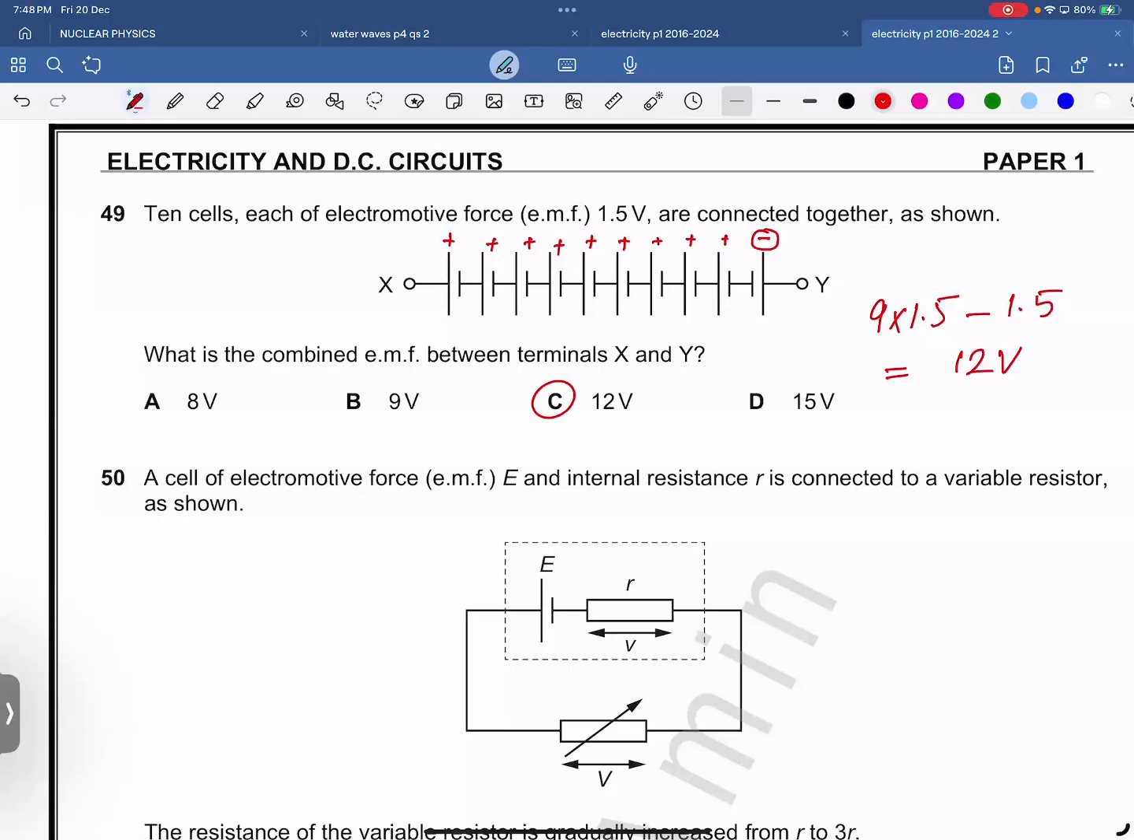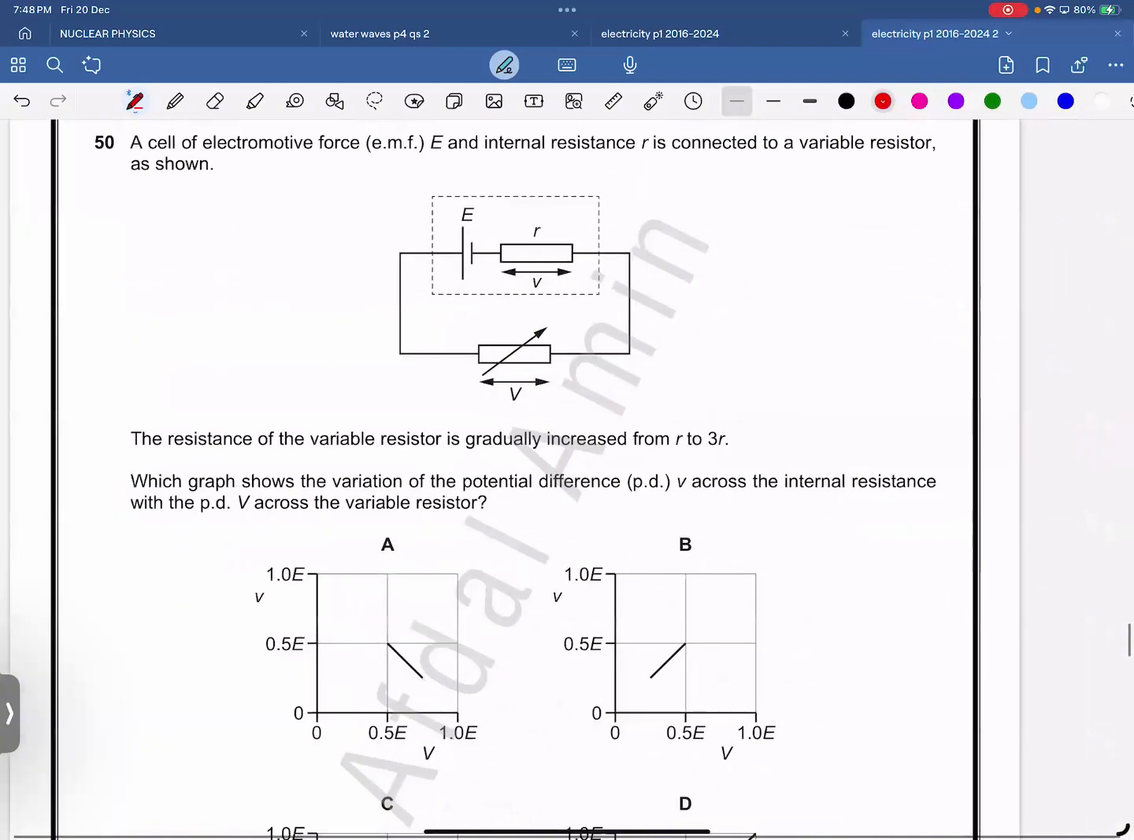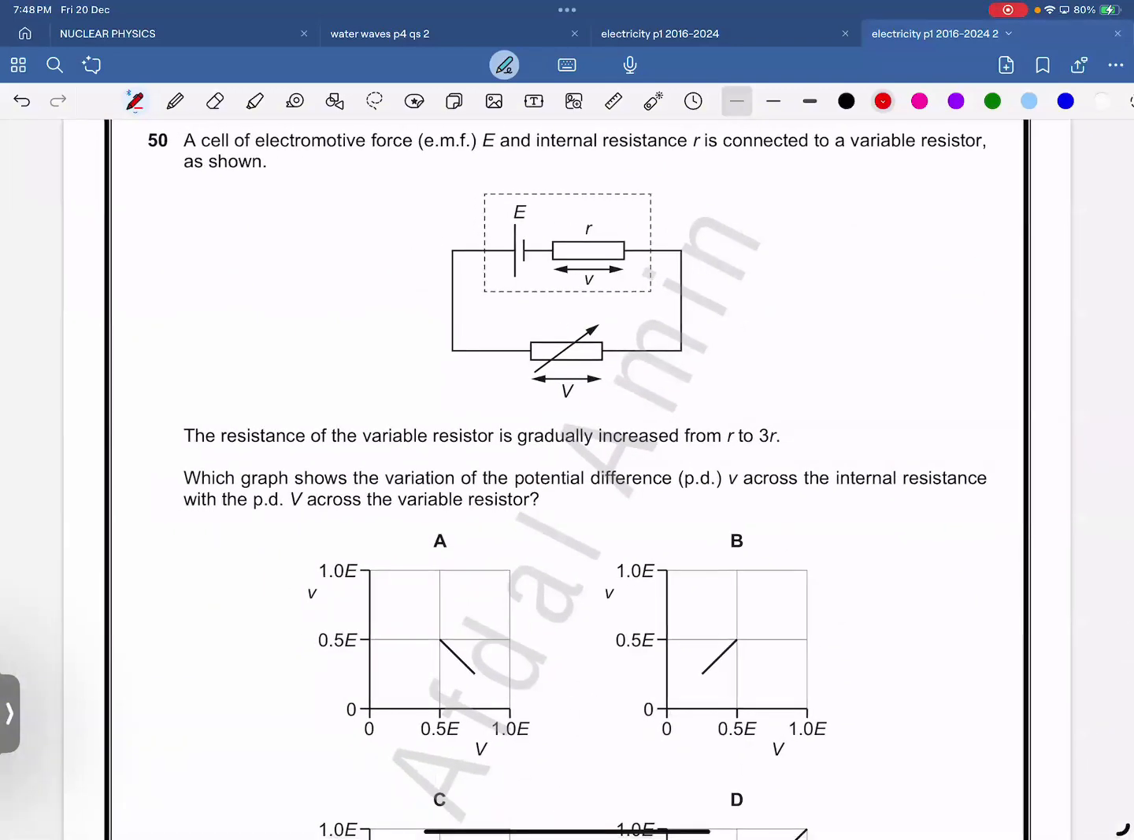Dear student, you have to be careful. They may switch any of them in between. So you need to really look. Those with the same polarity, we keep adding. With opposite polarity, we subtract. Good question. Let's see how you did this question.